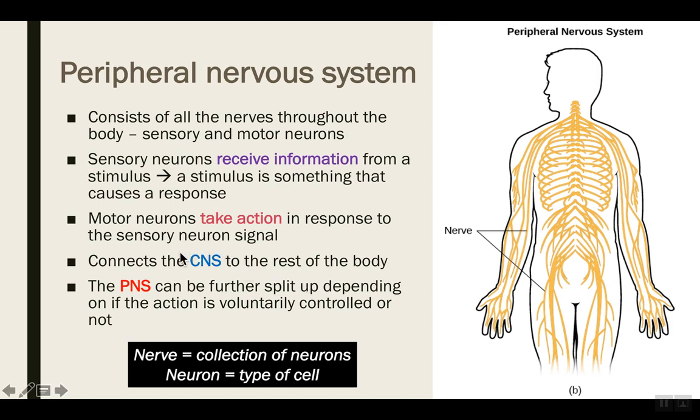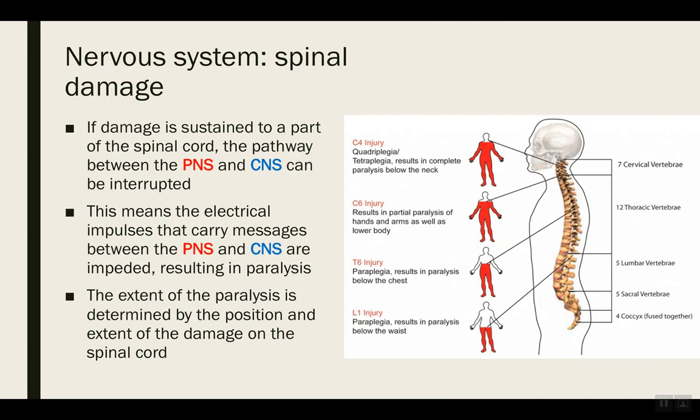Now, the peripheral nervous system is very important because it connects that central nervous system to the rest of your body. Okay. And we can actually split it up, the peripheral, depending whether it's controlling a voluntary action, something you've decided you want to do, or something that you have absolutely no control over.